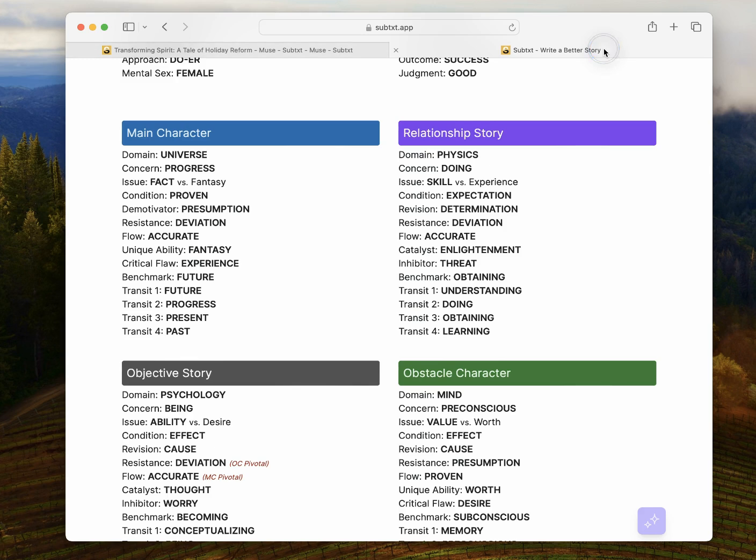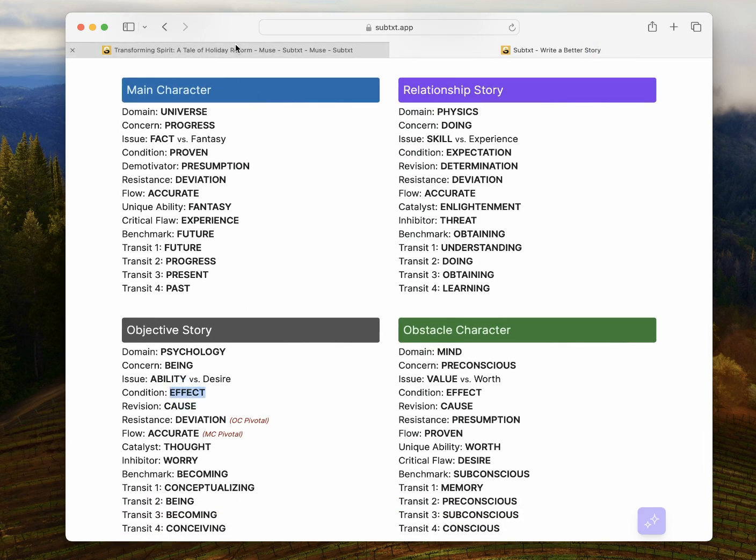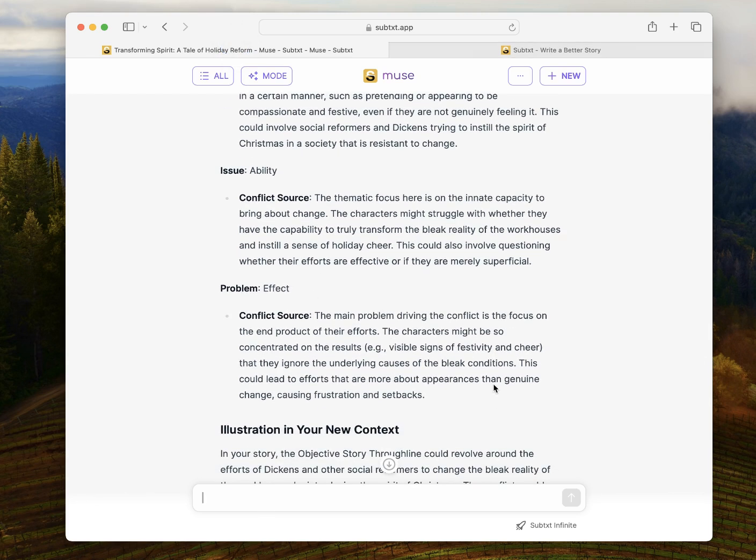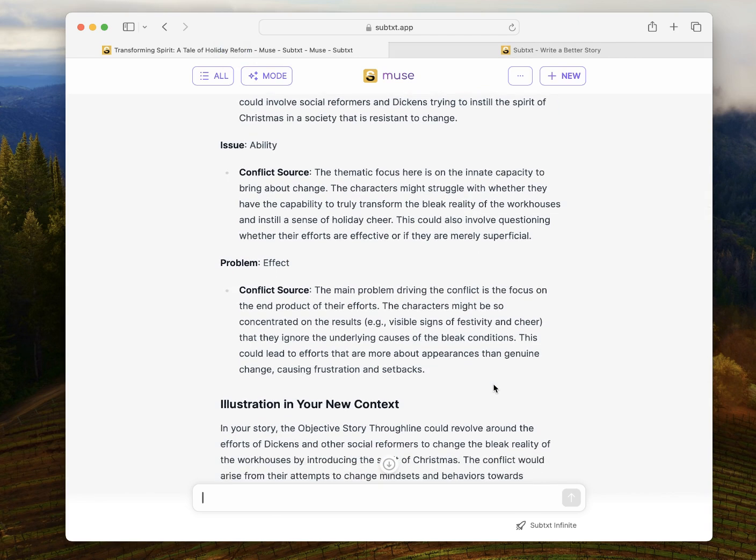And then the most refined is effect. All right, so that's cool. So it's working better now. Effect. The main problem driving the conflict is the focus on the end product of their efforts. So you can think of this as the problem in the story, or at least what all the issues are, is everybody's just focused on the effects of it. And oh, this is going to be terrible if this happens. It'll be terrible if this happens. If we continue to do this, everybody's going to be depressed. Poverty is going to continue to exist. Look at the effects on society. And the story is saying when you always focus on the effects, you're never going to get to that state because it's just always going to keep you in a lower vibration or a lower emotional state.